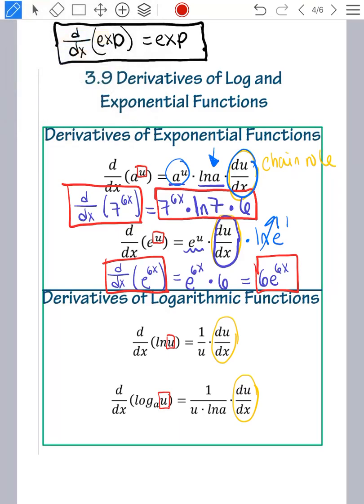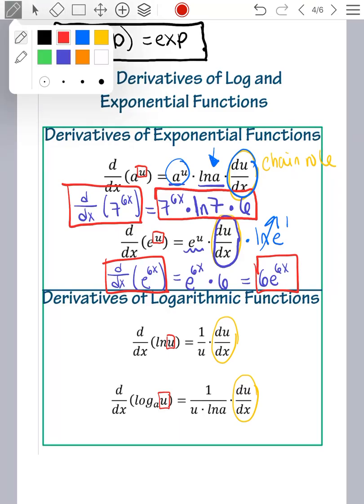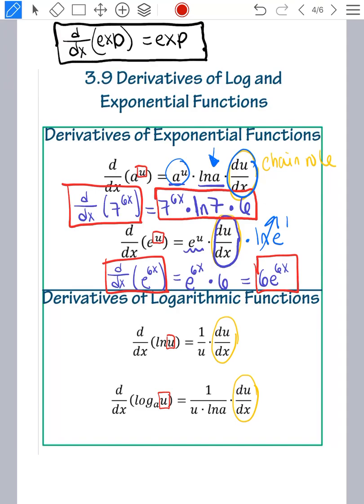Okay, now let's take a look and do a little breakdown of the log rules. So for natural log, say we're taking the derivative of natural log of 3x plus 8. The derivative of natural log of 3x plus 8 is 1 over u, where u is the argument, so 1 over 3x plus 8, times the derivative of the inside. The derivative of the inside was 3. So we would really write it as 3 over 3x plus 8.